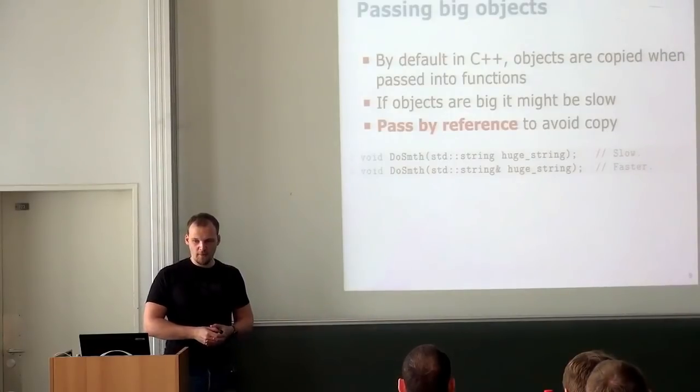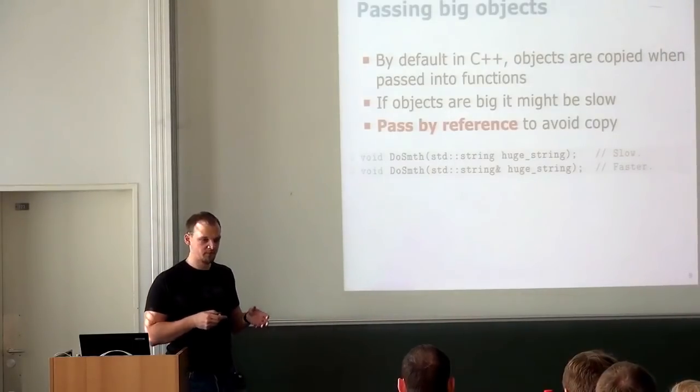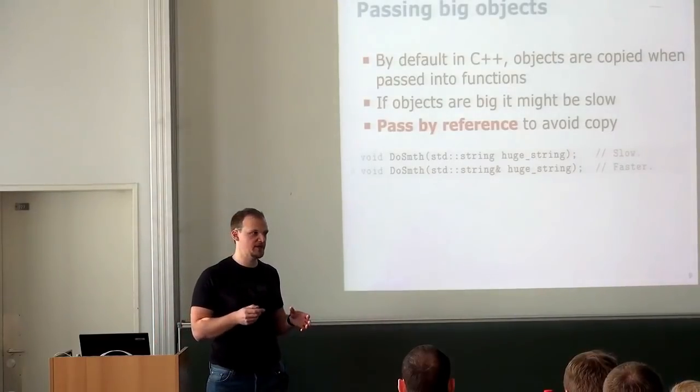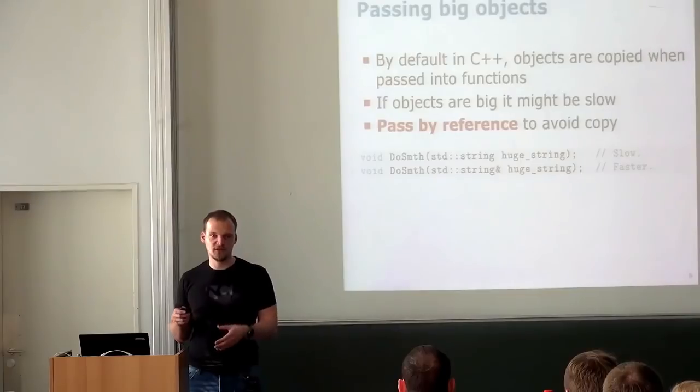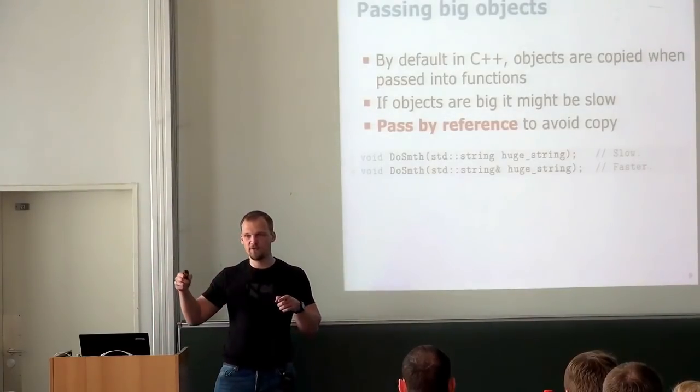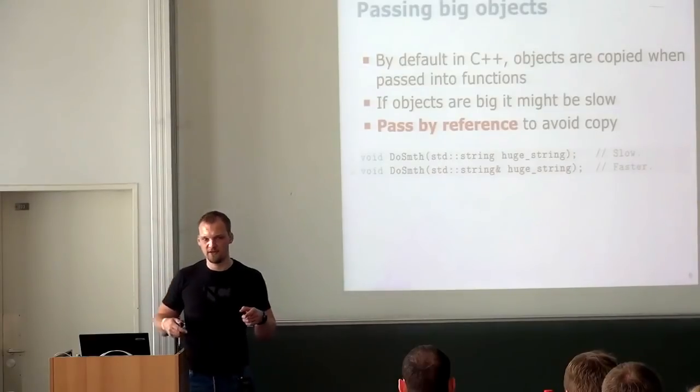Right, so as I told you before, by default in C++, all the objects are copied. It means that if I pass an integer into a function, it will not get the same integer, it will actually create a copy of that integer and will get the copy of that integer in the function.